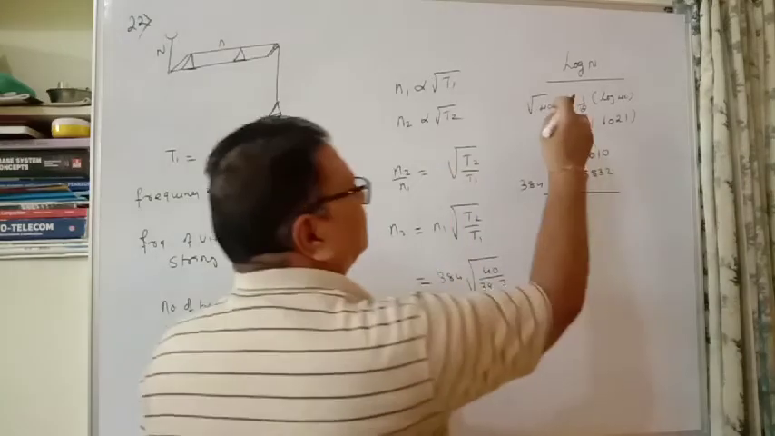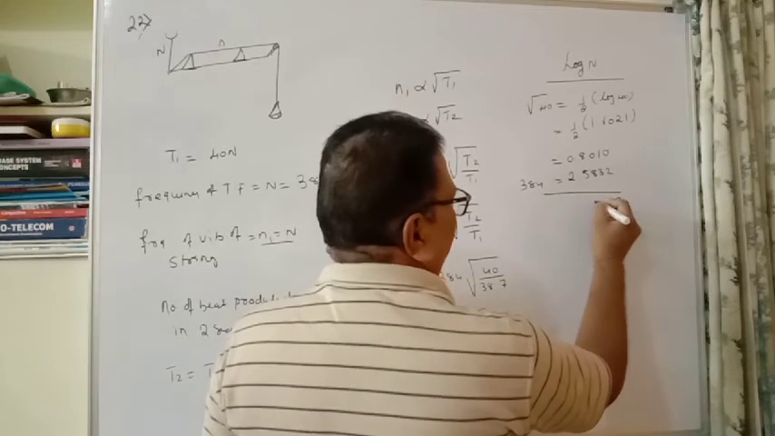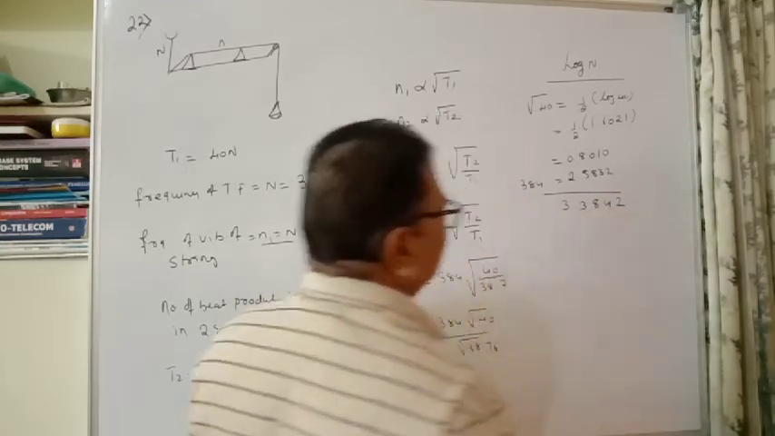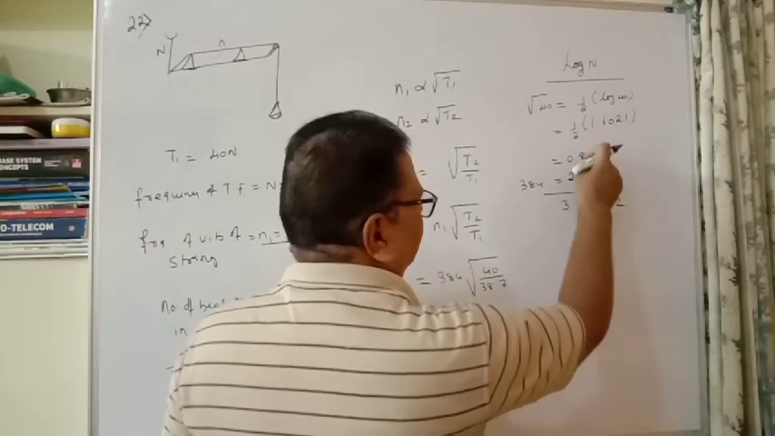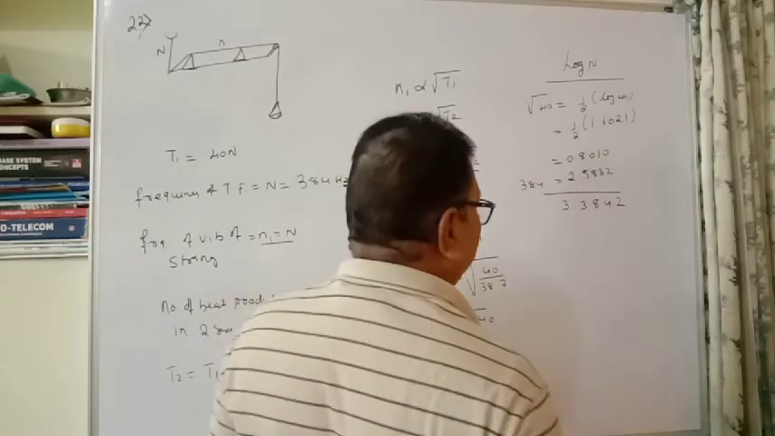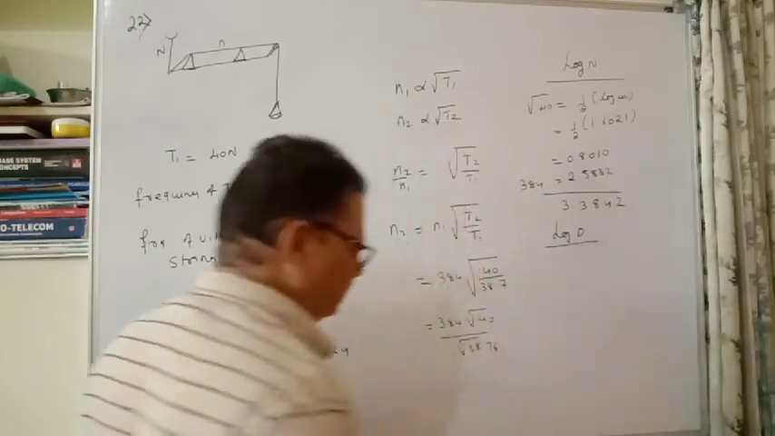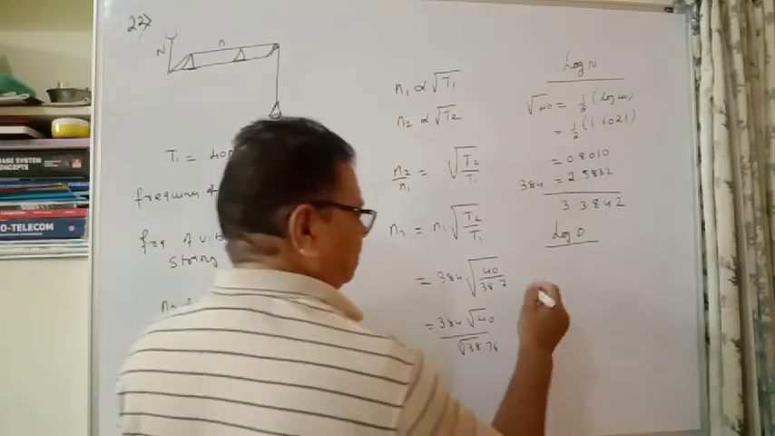Add it. Log of numerator, add them: 2.4838, 3.384. Once again, 2.4838, 3.384. So let's divide log of denominator. Log of denominator, root of 38.76.